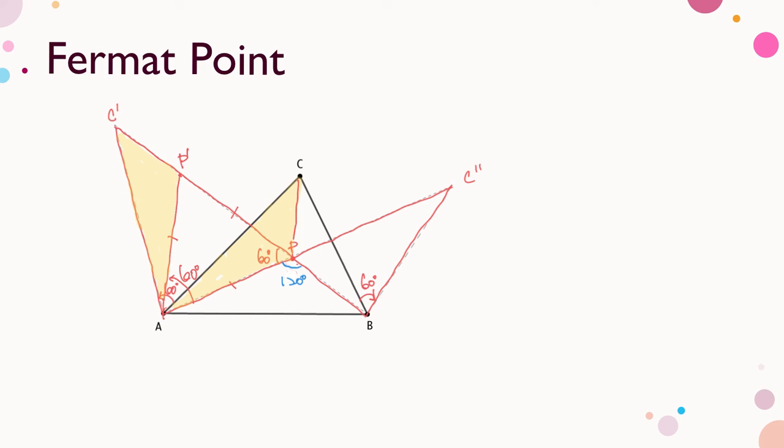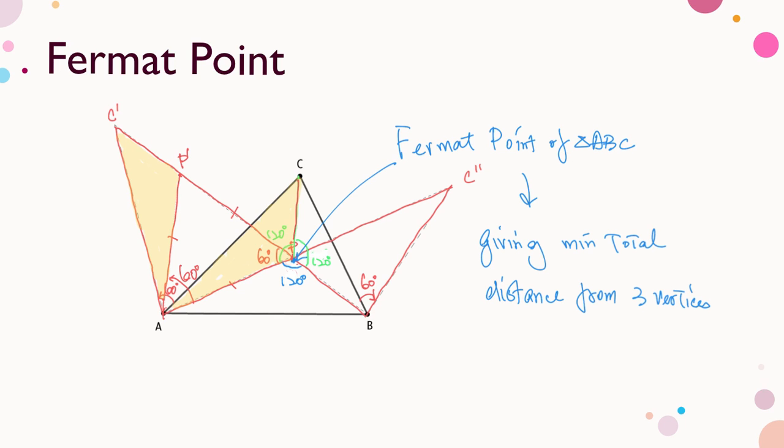In fact, not just angle APB is 120 degrees. With the same idea, angle BPC and angle APC both equal 120 degrees. This point P is called the Fermat point, giving the minimum total distance from the three vertices of a triangle.